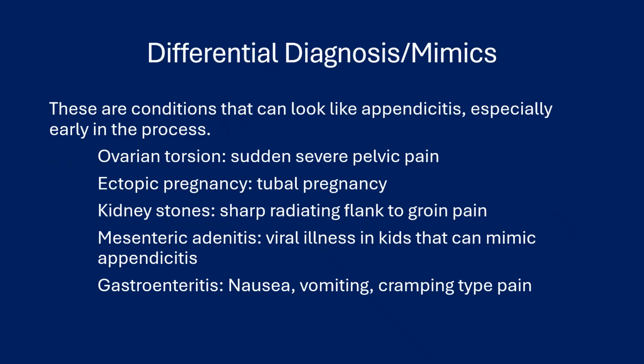Differential diagnosis: mimics. These are conditions that can look like appendicitis, especially early in the process. Ovarian torsion, sudden severe pelvic pain. Ectopic pregnancy, so-called tubal pregnancy. Kidney stones, a sharp flank pain that radiates down to the groin. Mesenteric adenitis, a viral illness in kids that can mimic appendicitis. And of course gastroenteritis, very common: nausea, vomiting, sometimes diarrhea with a cramping abdominal type pain.